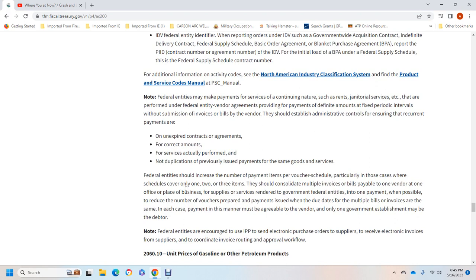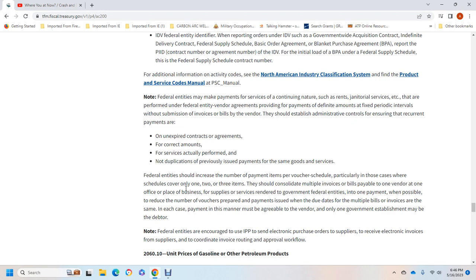the schedule of particulars. In those cases, remove the schedule codes, leaving only one or two or three items. Federal entities should consolidate multiple invoices and bill payments for one vendor, and for one place of business supplying services to the government, into one payment when possible. The reduced number of vouchers prepared and payments issued applies to the due dates of the multiple bills or invoices for the same vendor. In each case, the payment manner must be agreeable with the vendor, the owner of the government establishment, and the debtor.